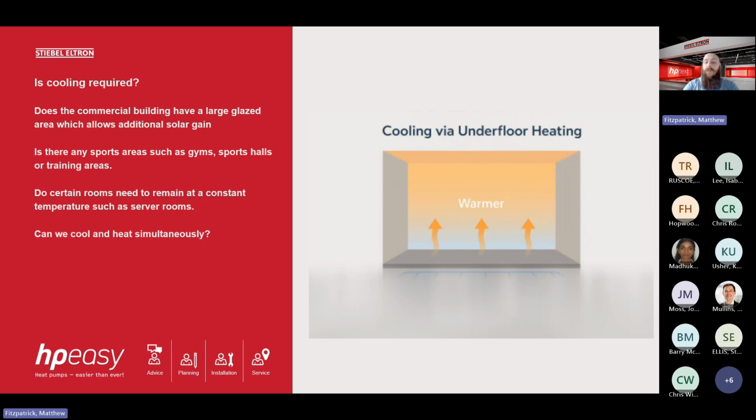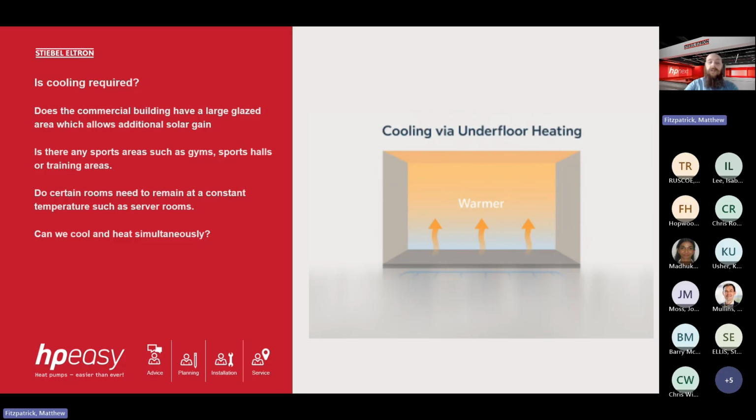Do we need to keep certain rooms cool, such as server rooms? Well, yes. Server rooms should never go above a certain temperature throughout any moment of the heating season. So we need to keep them at a fairly stable temperature because the heat generated from these servers overheats the room quite quickly. So how can we cool?